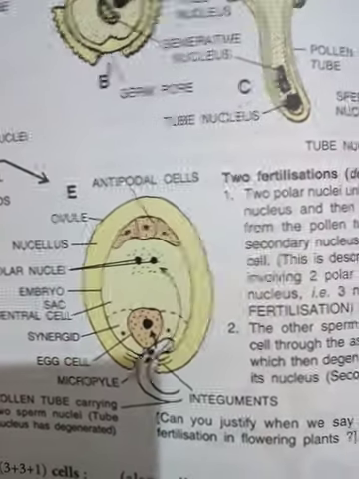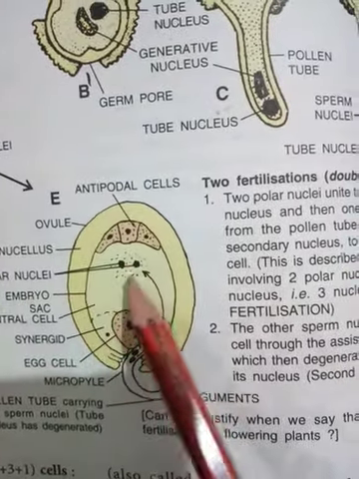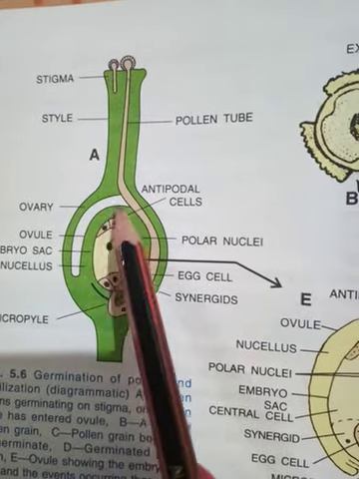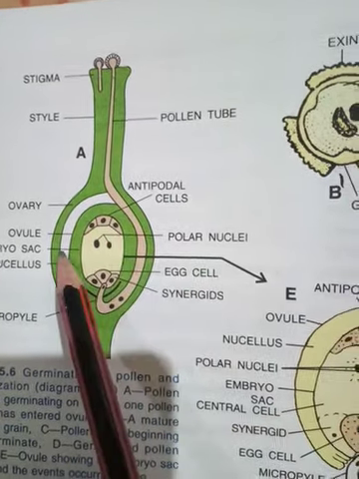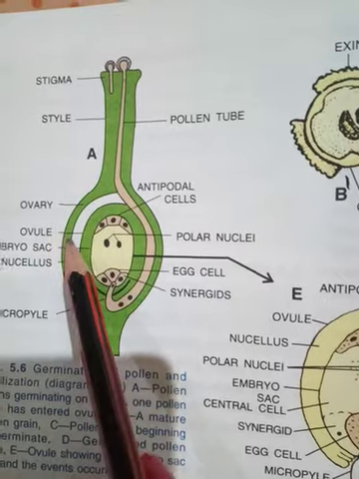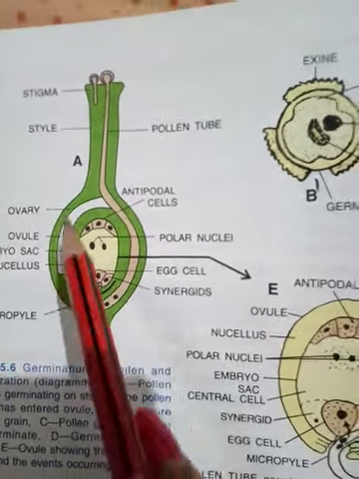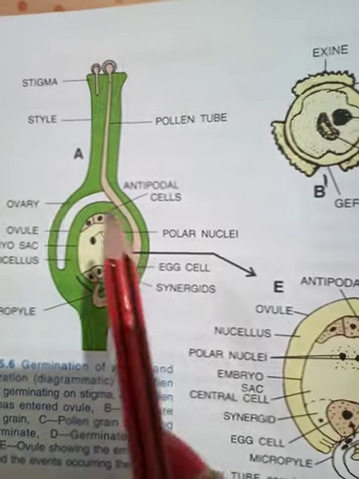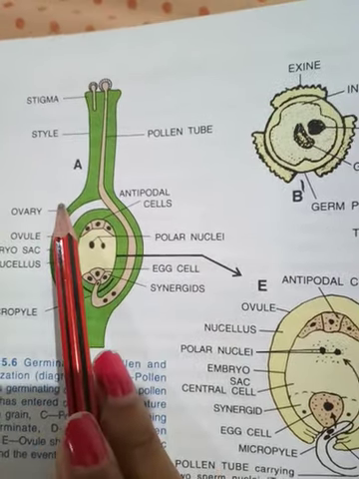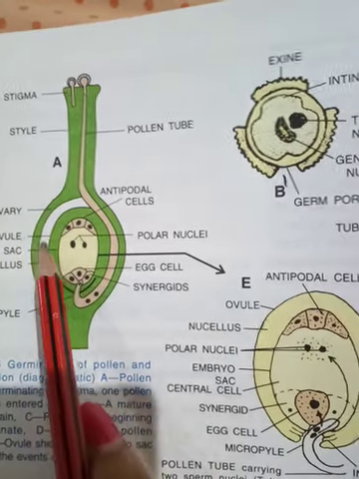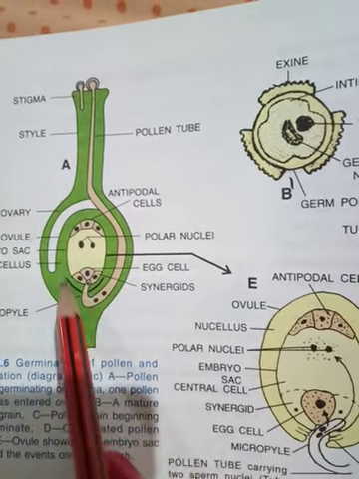Now we'll talk about the female ovule. You can see in this diagram the female ovule is mentioned. This ovule, you have learnt in the lower classes, becomes the seed after fertilization, and the ovary turns to become the fruit. So inside this ovary lies the ovule, and inside the ovule lies this part.